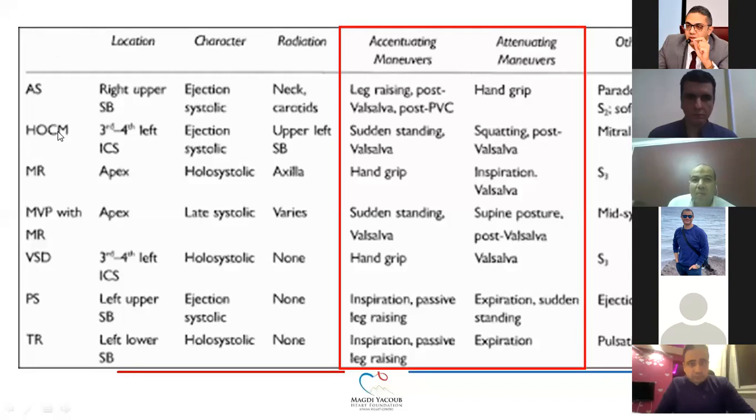Remember that any maneuver that increases the venous return increases the LV size and decreases the intensity of the HCM murmur. We can differentiate the mitral regurg and the VSD from the HCM murmur by the handgrip maneuver. The handgrip maneuver is a form of isometric exercise that increases the systemic vascular resistance and the LV size, and increases the intensity of the VSD and the mitral regurg murmur while decreasing the intensity of the HCM murmur. We can differentiate the aortic stenosis murmur from the HCM murmur by the propagation, and the aortic stenosis murmur is not affected by squatting and venous maneuvers that increase the venous return, unlike the HCM murmur.